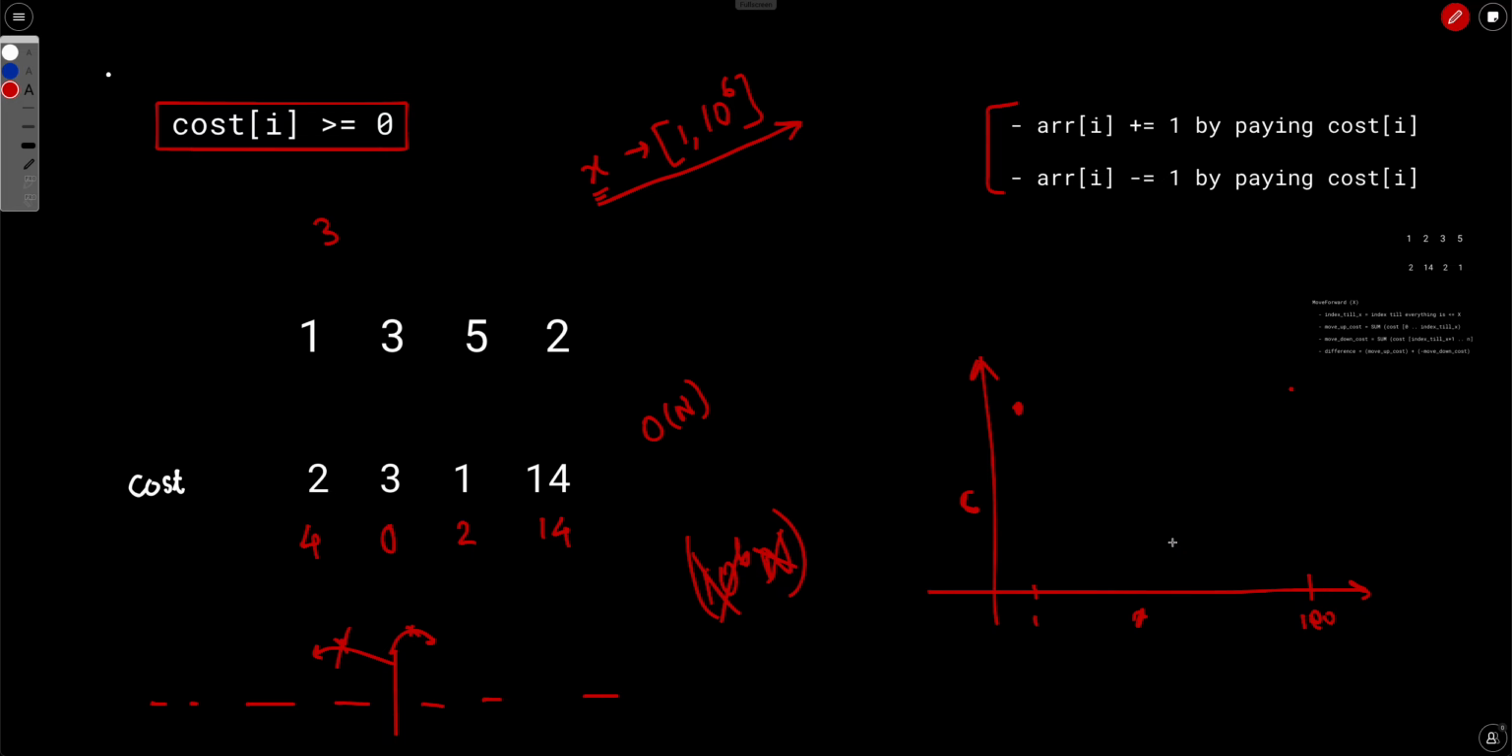So the graph will not look something like this. Instead, it will come down and then stay at the same value, and then come down, stay at the same value, and then come down and stay at the same value, and so on and so forth. So basically, you don't have a single point here. So applying binary search here is not possible.